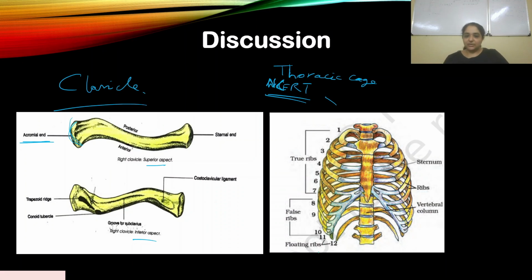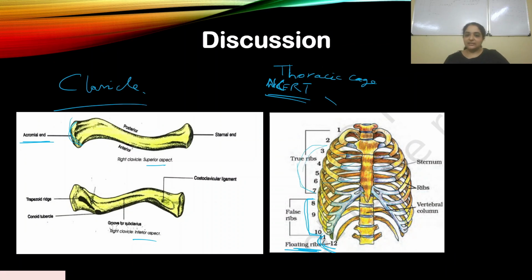So you have the floating ribs here that we just spoke about, 11th and 12th rib. They're not connected to the sternum. Then you have the false ribs here, 8th, 9th and 10th. Okay, and then you have the true ribs over here. They're directly connected to the sternum.